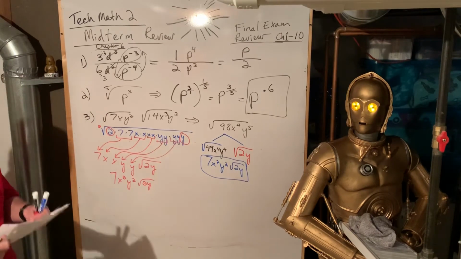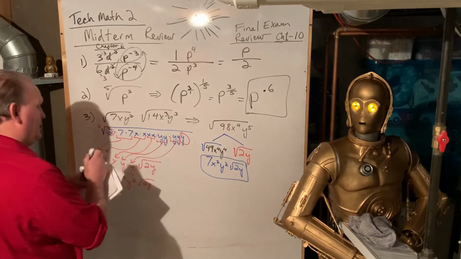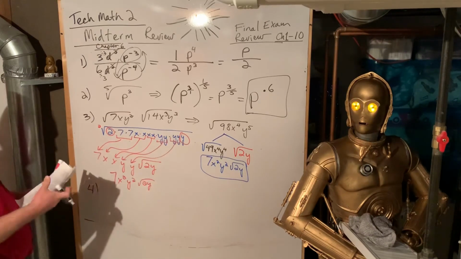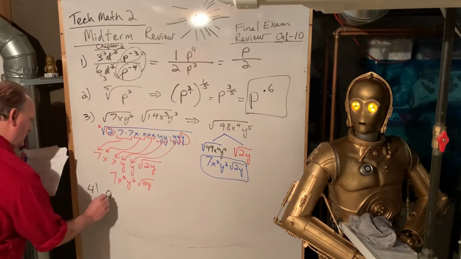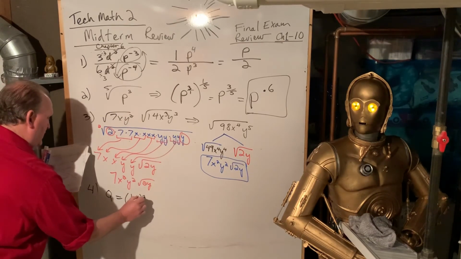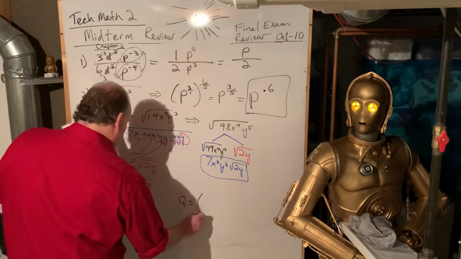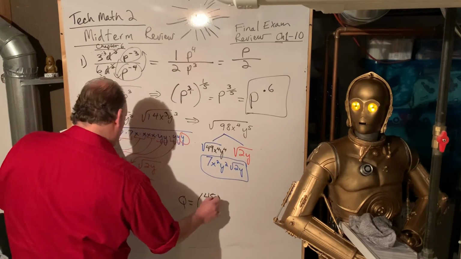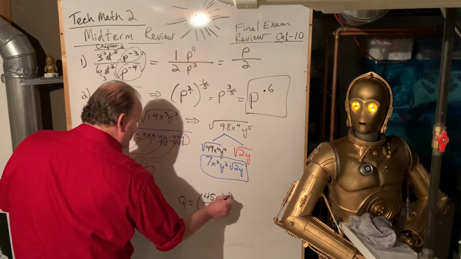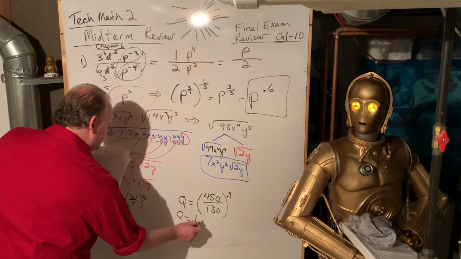All right. And then the last one is just a plug and chug. Hopefully that won't give anybody any trouble. They give us q is equal to w over r raised to the a power. And then they make it easy. They tell you to find q given w is 450, r is 130, and a is 0.4. And so you just plop that into the calculator and round to hundredths. So q is equal to 1.64.